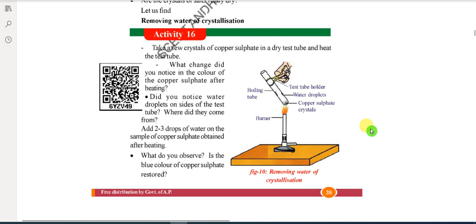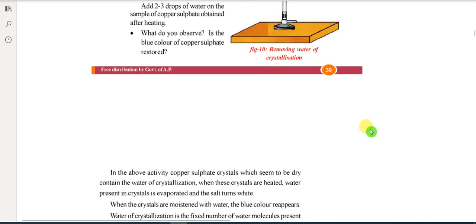Okay. Next, crystallization. It is also a very important activity. Removing water of crystallization. Here, copper sulfate is blue color. When heated, the color changes to white, and when it cools, the color changes again. White to blue, blue to white, crystallization.